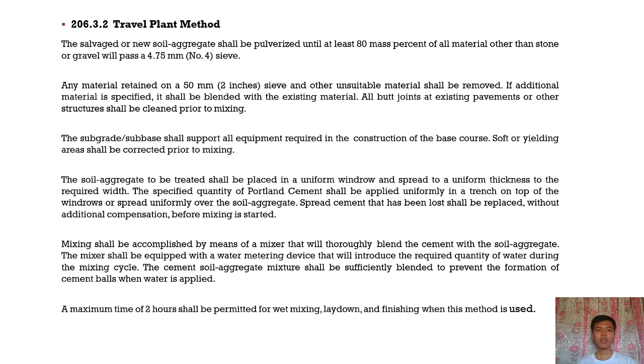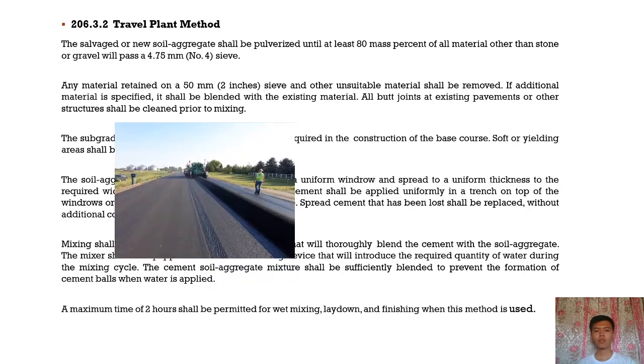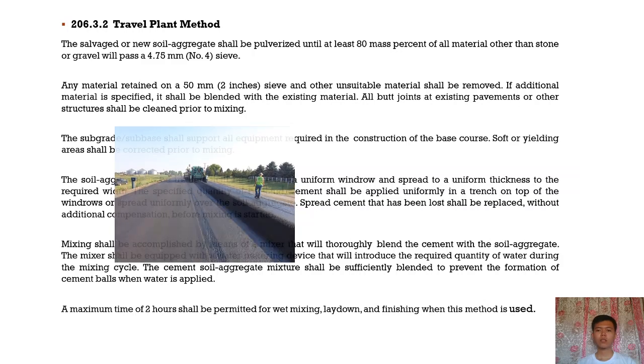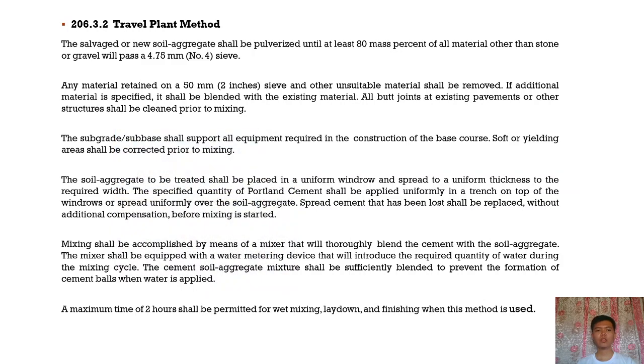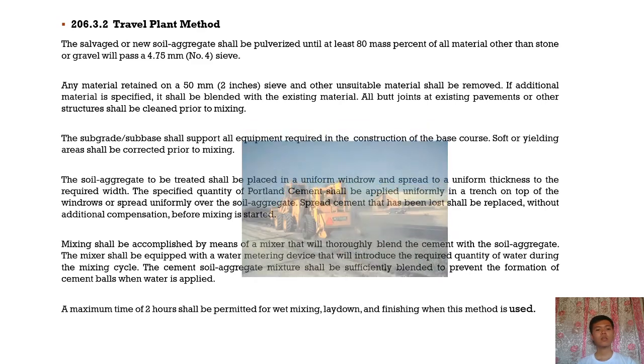Then the subgrade or subbase shall support all equipment required in the construction of the base course. Soft or yielding areas shall be corrected prior to mixing. The soil aggregate to be treated shall be placed in a uniform windrow. So this is the example of windrow, and spread to a uniform thickness to the required width. So this is what it looks like.